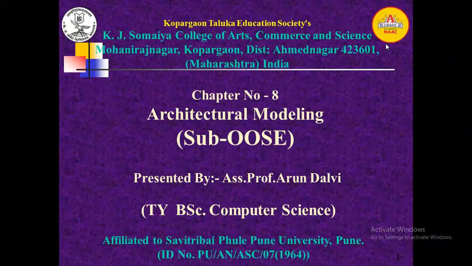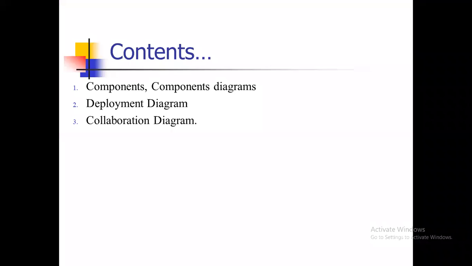Good morning, everyone. Today we are going to continue with chapter number 8, Architectural Modeling. These are the contents from chapter number 8: components, component diagrams, deployment diagram and collaboration diagram. In the last sessions we have seen components, component diagrams and examples for component diagrams. Now in this session we are going to continue with the deployment diagram.